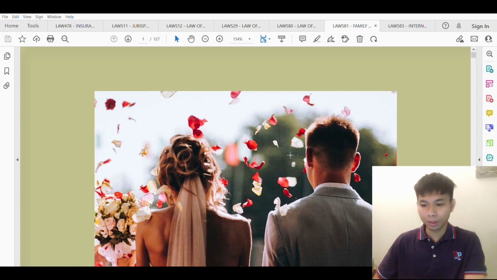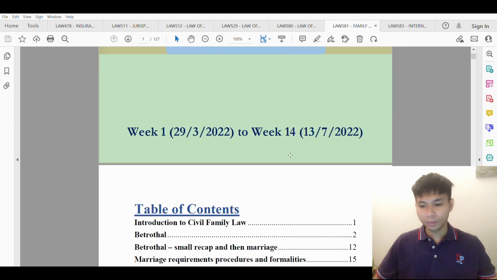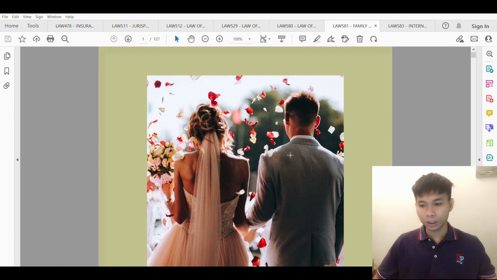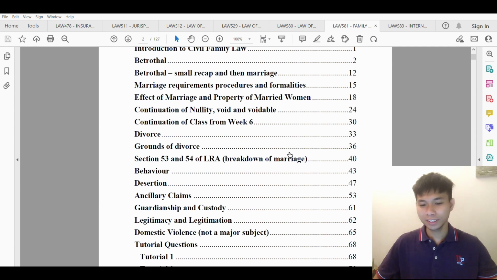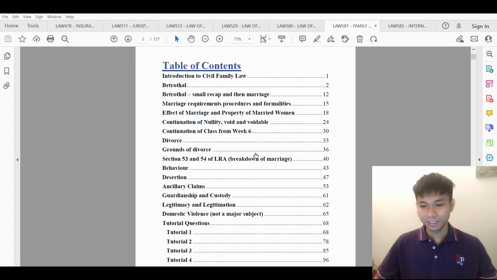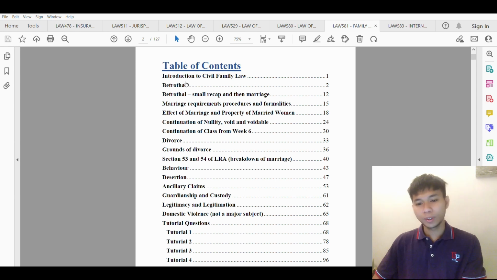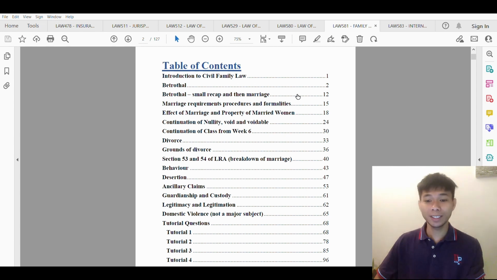Secondly, we have family law. Family law right here. And my lecturer was Professor Dr. Aisha Chua. And these are the subtopics. We have betrothal, where before getting married, they enter into a pre-contract where they will get married in the future. So that is betrothal. Then there are marriage requirements, such as it cannot be within prohibited degrees. You have to reach some sort of the age of majority.